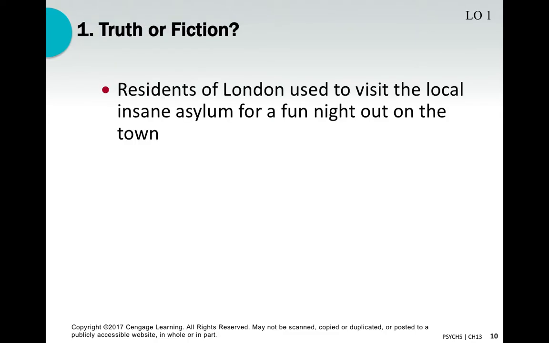Okay, truth or fiction. Residents of London used to visit the local insane asylum for a fun night out in the town. Oh boy, it sounds exciting. This must be before Netflix. Pause the video. What do you think? It's true. Unfortunately, it's true. That was a site of entertainment. It was, hey, let's go to the insane asylum and watch the people who are quote unquote crazy or insane. And it doesn't surprise me. As humans, we used to watch gladiator fights. We still watch pretty insane things now, so I can't say I'm surprised. But not a very bright spot in humanity, in my opinion.